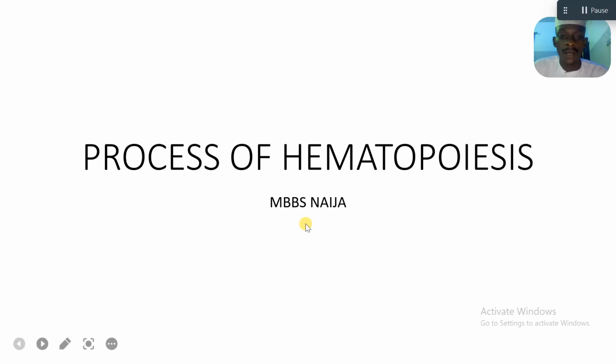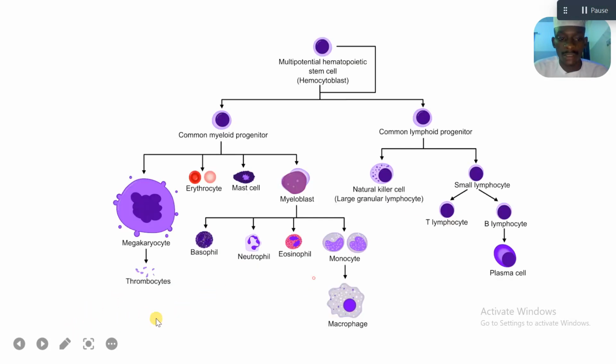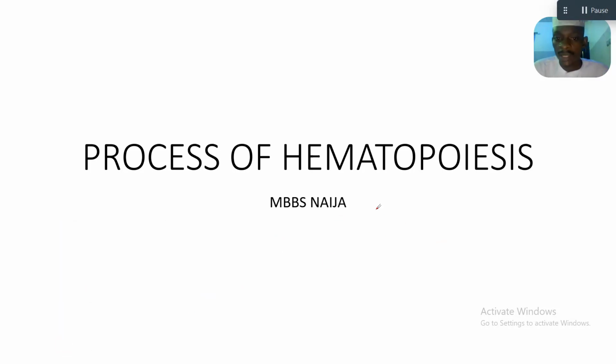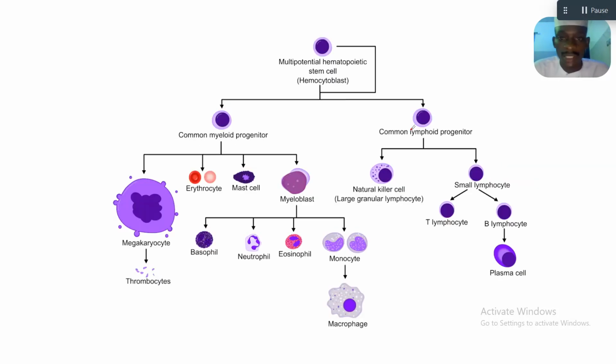Today we'll be talking about the process of hematopoiesis. I'm sure it will be a very interesting topic. Let's move on. This is an image showing the hematopoietic process, and this is just for you to know that hematopoiesis is a process of blood formation. This blood includes red blood cells, white blood cells, just all types of blood cells.